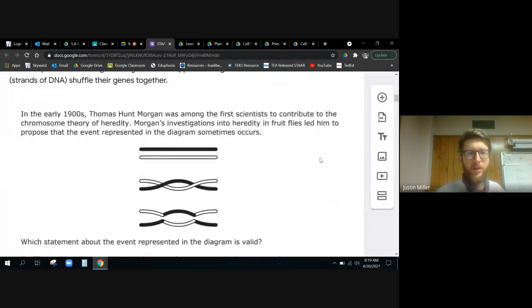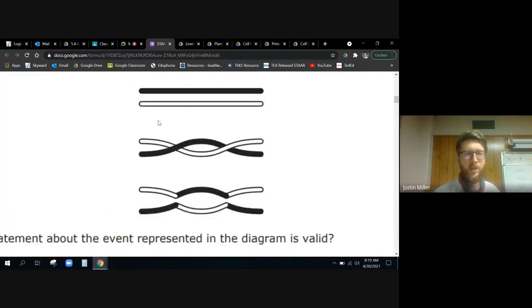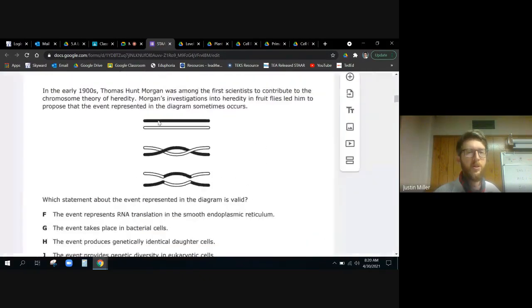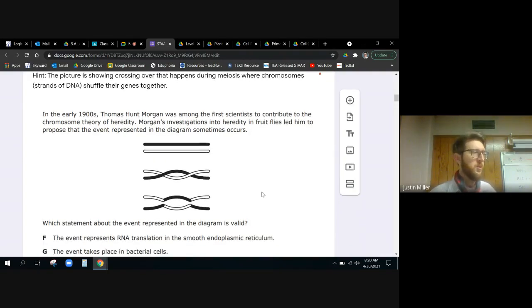Okay. So this picture here, do you guys know what this is showing? Do you remember this? This is something that we call crossing over, and it's something that we talked about in the past, and I put it in a hint here. The picture is showing crossing over that happens during meiosis, where chromosomes, which are just strands of DNA, shuffle their genes together. So remember, when we make sperm and egg cells, which we call gametes, before your body puts DNA into a sperm cell to go make the baby, or into an egg to go make the baby, it does this thing called crossing over, where it's basically like shuffling cards.